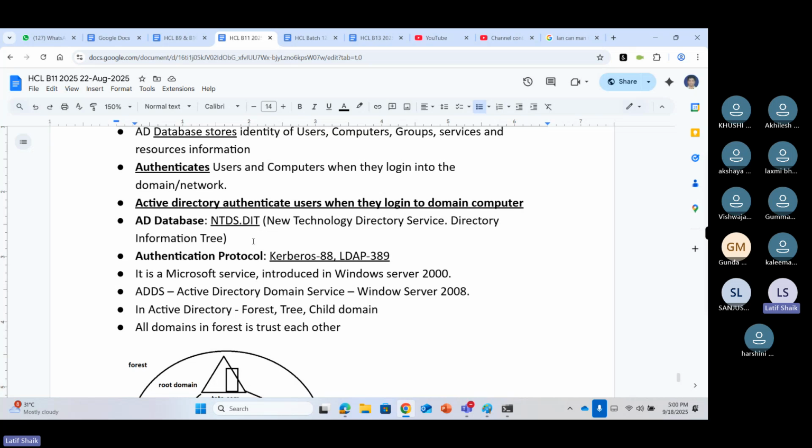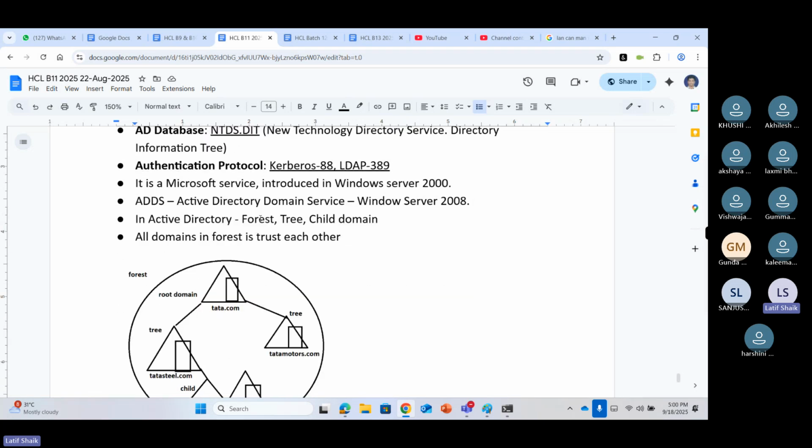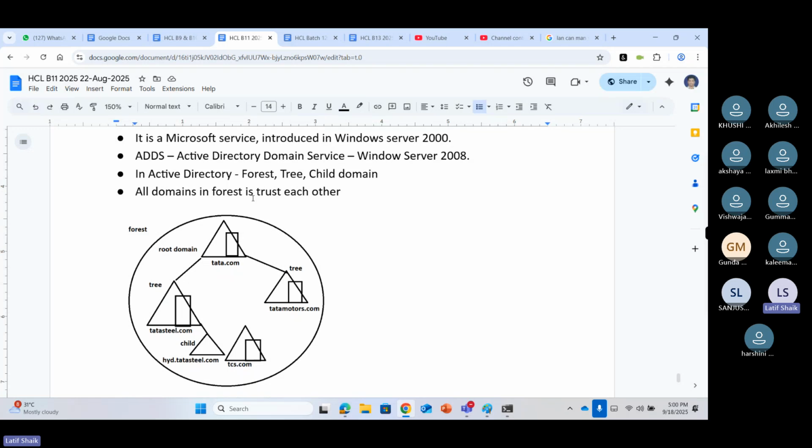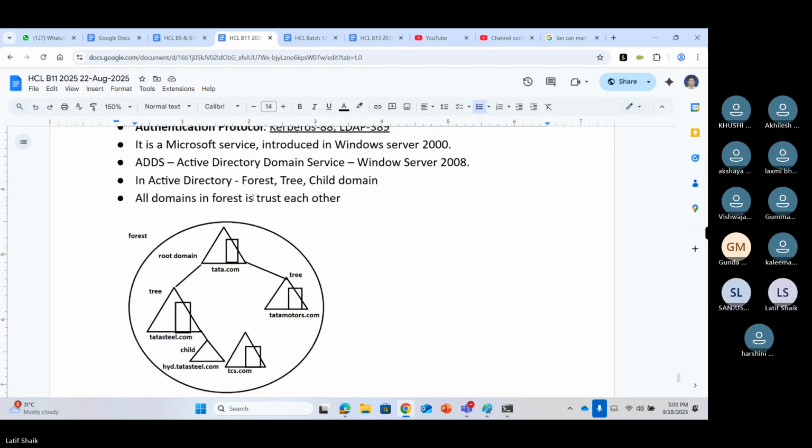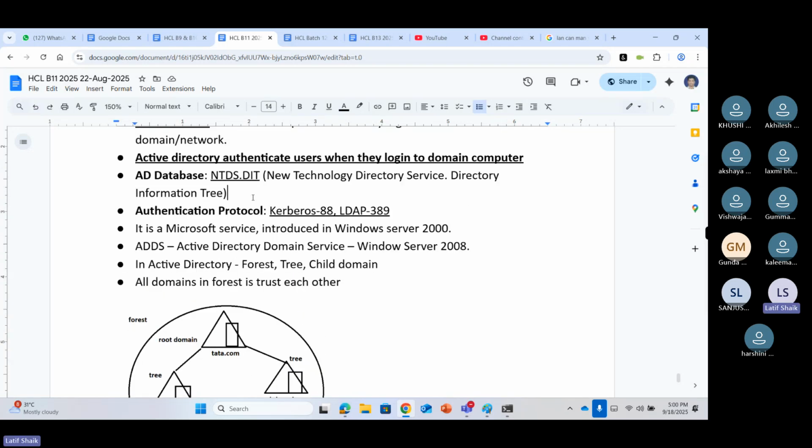One more is that Active Directory has a kind of structure. In the structure, we have a forest, child, and tree domains also. This is the Active Directory structure. Additionally, guys, Active Directory is a Microsoft service. The Active Directory concept is only in the Microsoft Windows servers, not in the Linux or Unix concept. So it only belongs to Microsoft.